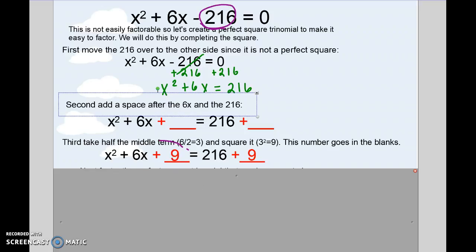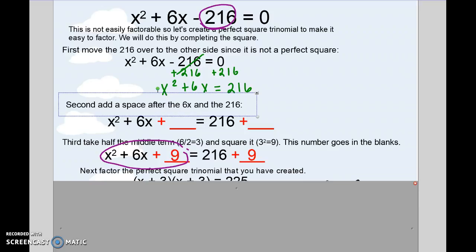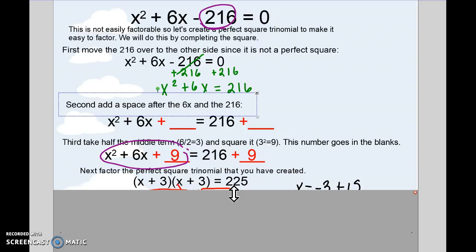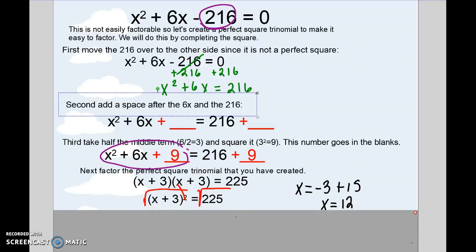And I need to factor this part over here. So if I factor this, my signs are going to be the same. They're both going to be plus signs. Factors of 9 that add up to 6 are 3 and 3. So I end up with x plus 3 times x plus 3 equals 225. And as we know from the last chapter, when you have 2 of the same parentheses, you can rewrite it squared. So you have x plus 3 squared. Let me erase this so you can see. x plus 3 squared equals 225.